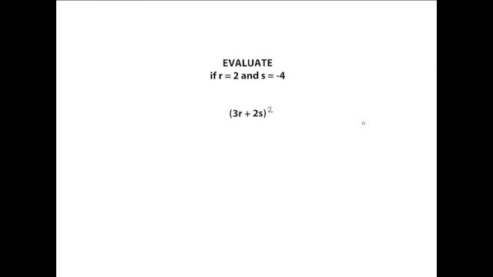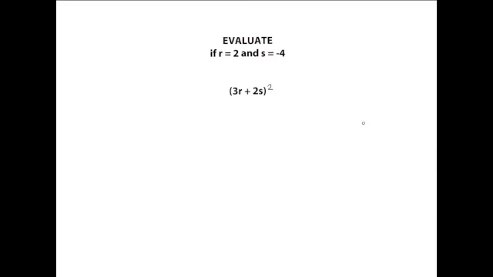Now my last one I want to deal with. Evaluate. So remember, evaluate is just a fancy word for substitute. So wherever I see an R, I'm going to plug in a 2. And wherever I see an S, I'm going to plug in negative 4. So here we go. 3 times, I see an R, I'm going to replace it with a 2. Plus 2, I see an S, so I'm going to replace it with a negative 4. And we're going to put a square on the outside. Remember, order of operations, work inside first. 3 times 2 is 6. 2 times negative 4 is negative 8.